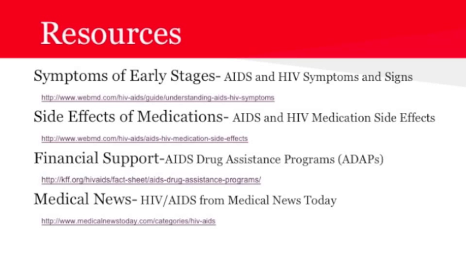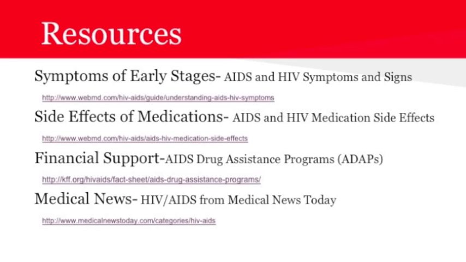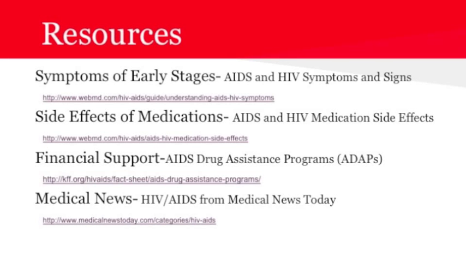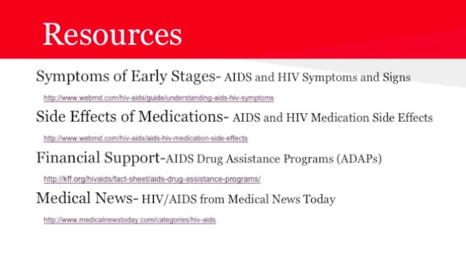In terms of financial support, AIDS drug assistance programs provide financial support because these drugs are so expensive. And we have listed a website that gives background information as to when this program was founded and who's received assistance in the past in terms of age, race, gender, and income. There's also a phone number provided to find the actual application online.